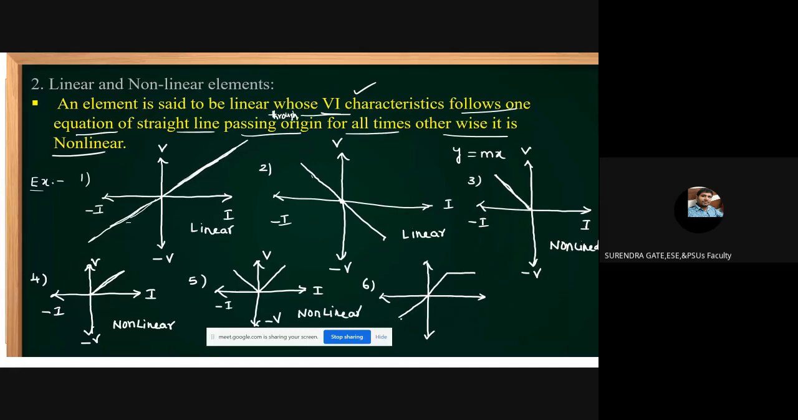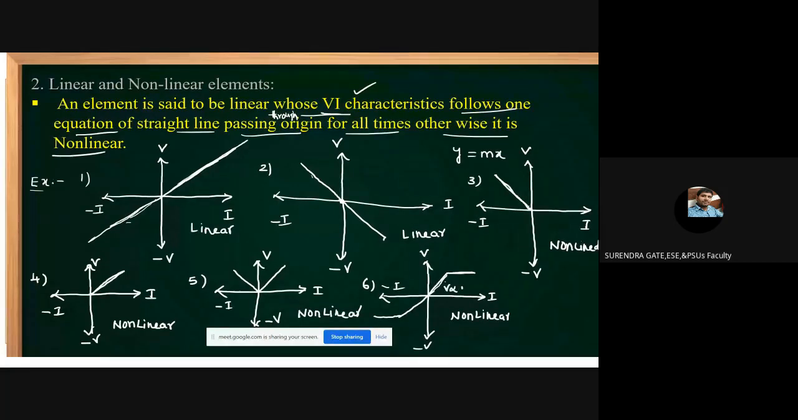Is it linear or non-linear? Non-linear, because up to this point one equation, after this the equation changes. But it must follow only one equation, not two equations. At all times, it must follow one equation. Up to here one equation, but then it remains constant. That means this is plus V, this is minus V, this is plus I, this is minus I.